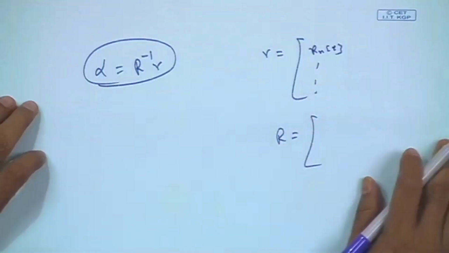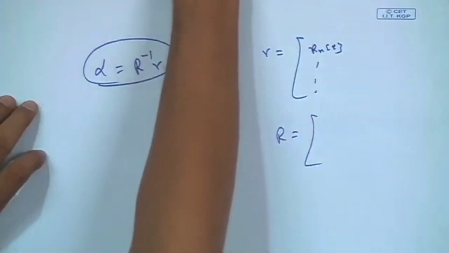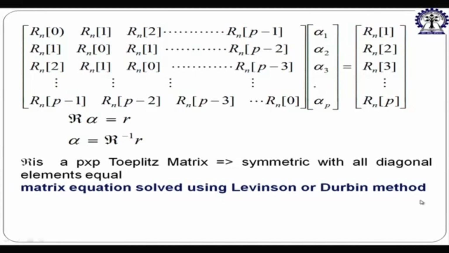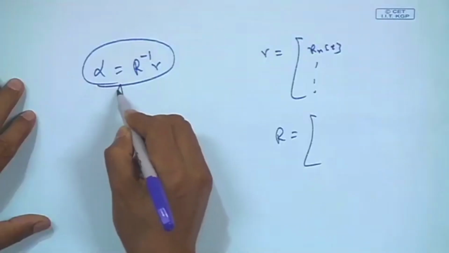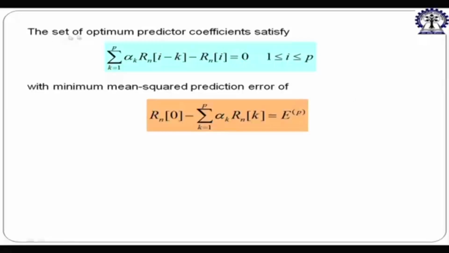How to solve this? Solving is done based on the Levinson and Durbin methods. I have not described the methods in detail, but let us go through them. Basically, this equation can be solved to set up the optimized predictor coefficients. If I solve this, I optimize the alpha values so that they satisfy these two equations, which we have derived.